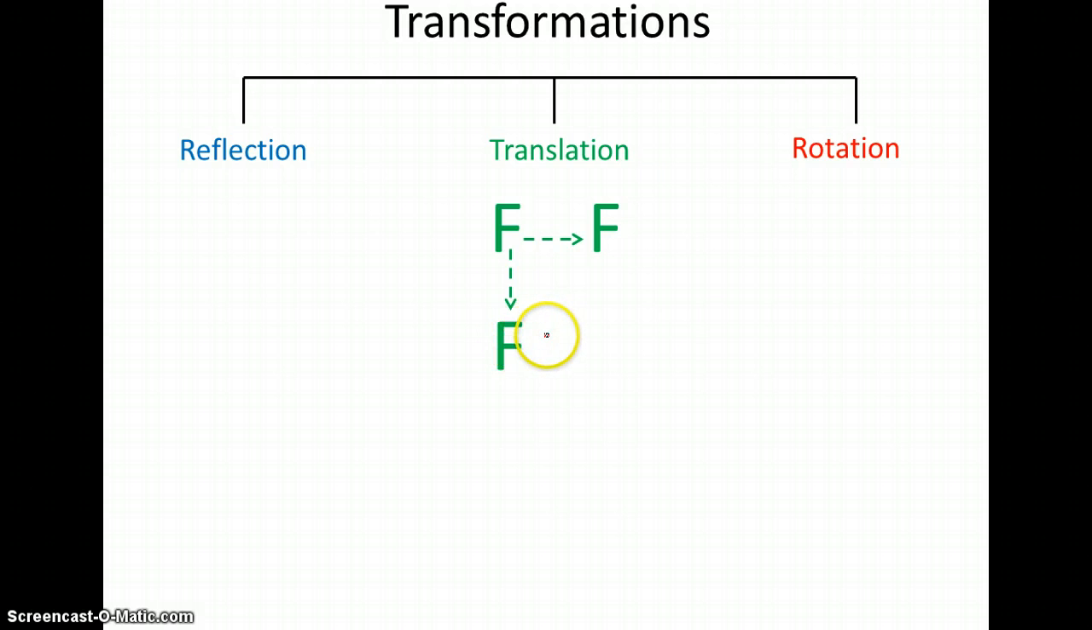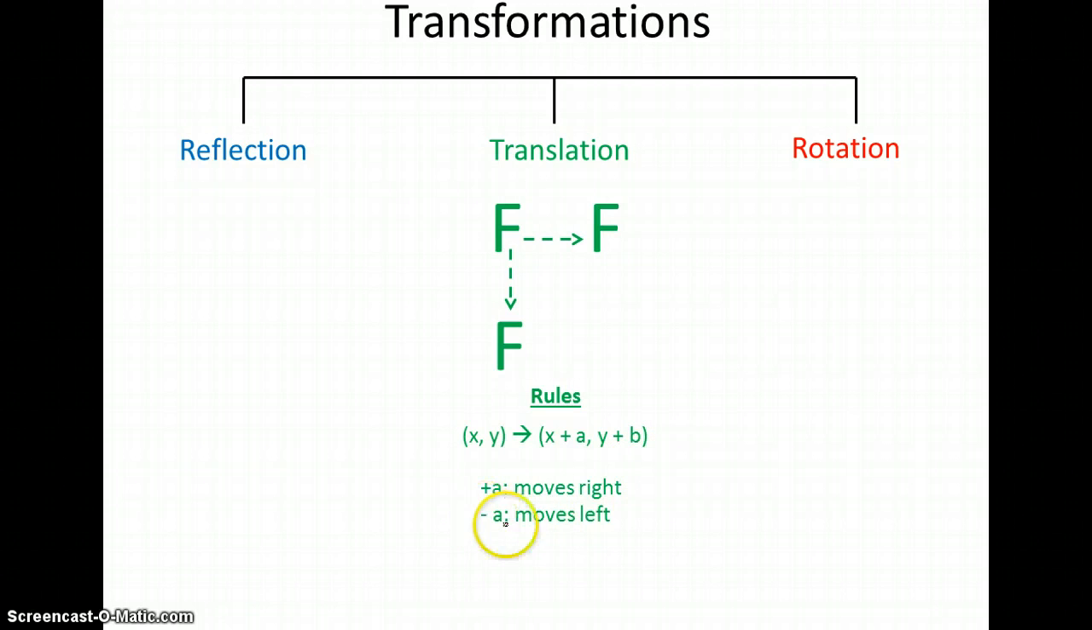For our translation rules, we see that we'll take our initial coordinate x, y, and we will add a change to it, positive a plus a, or plus b on the y coordinate. So again, we've got x plus a and then y plus b. Each coordinate will have some sort of change to move that point around. If we specifically look at the a movement, a positive value for a will move it in the right direction, and a negative value for a will move it in the left direction. Notice that the a goes with the x coordinate, and again our x-axis is horizontal. So right movement is positive, left movement is negative along that axis as well.